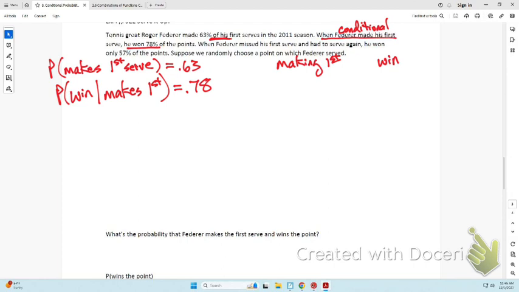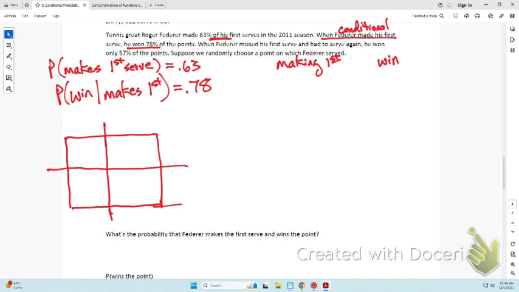So I'm going to make a table over here on the left. I don't know why I'm making it like this. Usually I just draw the grid lines. There we go. So if I put making his first serve right here, that means right underneath it, he misses his first serve. It's the opposite of making the first. And then up top, the other variable is win or lose the point. I see percentages, so let's move them to decimals and say 1.0.